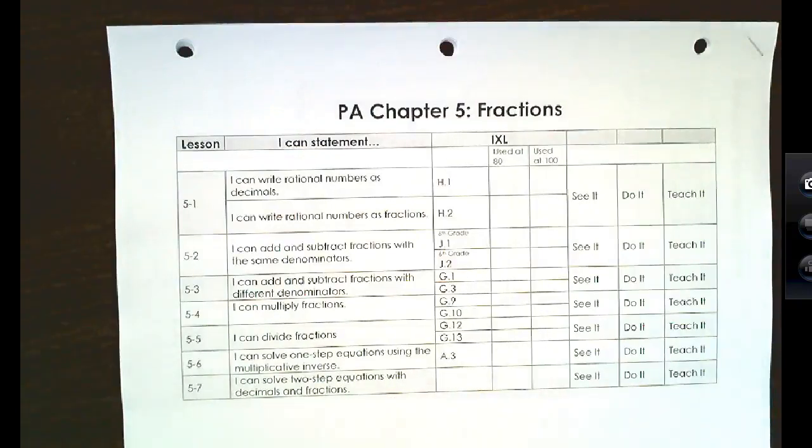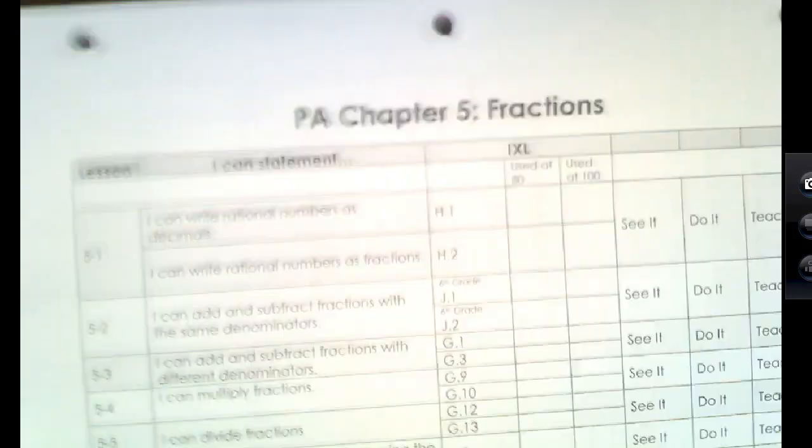You're not good at them yet. So today we're starting chapter 5. We're going to be working on 5-1.